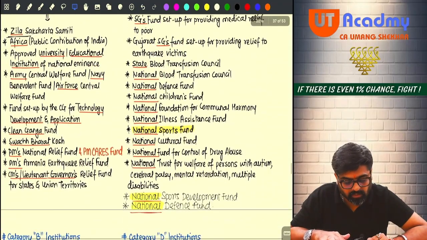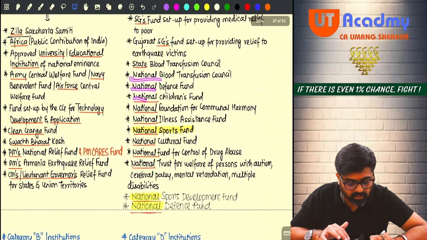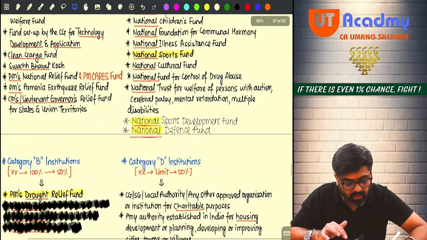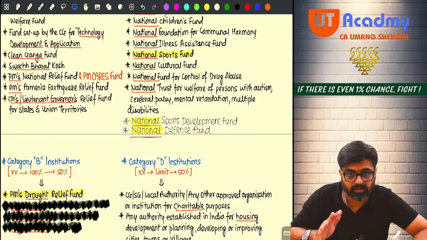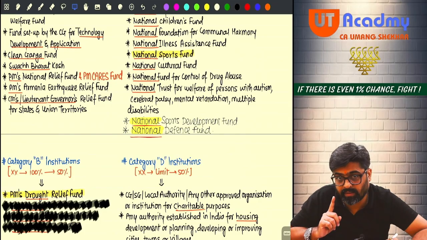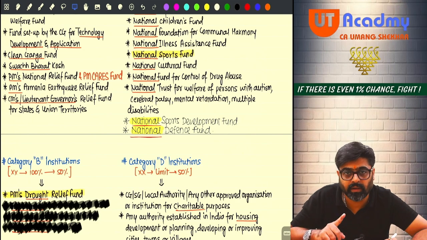These are all the funds created at the national level. See all these funds. Right now, two important funds have been set up and they are also notified for ATG. One is the National Sports Development Fund. It can come in the exam. Please be very careful. National Sports Development Fund and National Defence Fund. These two funds are set up.